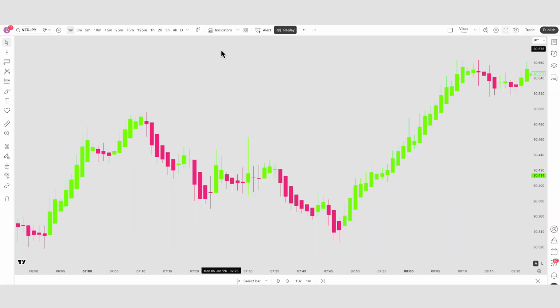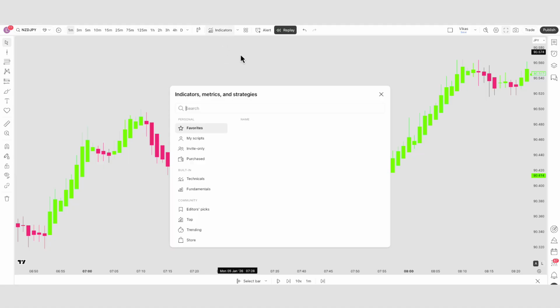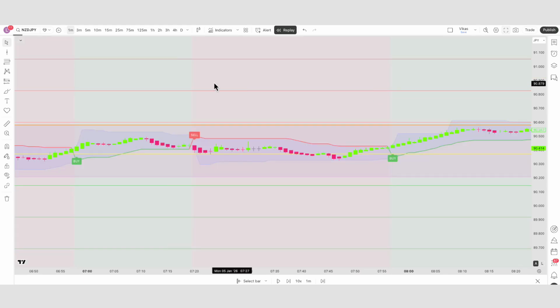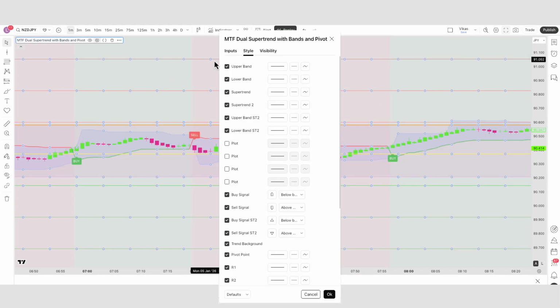And don't sweat the time frame either. Next, you'll want to find those magic indicators. Head over to the Indicators tab and search for the MTF Dual Super Trend. Select the indicator made by Maravinth Q and add it to the chart. Now the indicator settings change for perfect signals.